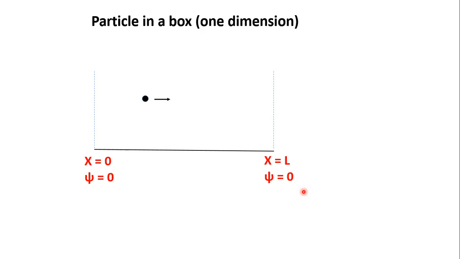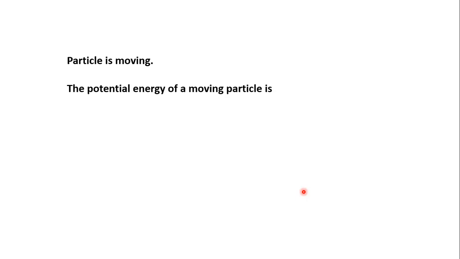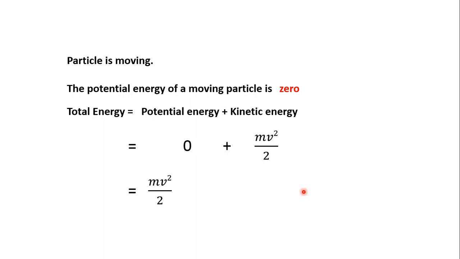Since the particle is moving, it will have only kinetic energy, and the value of potential energy is 0. The total energy will be the sum of potential energy and kinetic energy. The potential energy is 0, and the kinetic energy will be equal to half mv square, and so the total energy will be equal to mv square by 2.